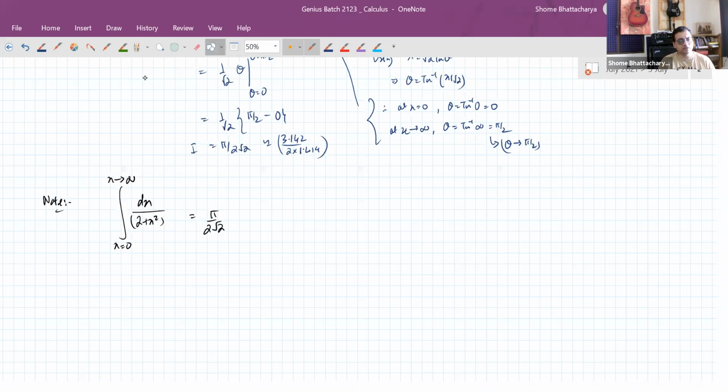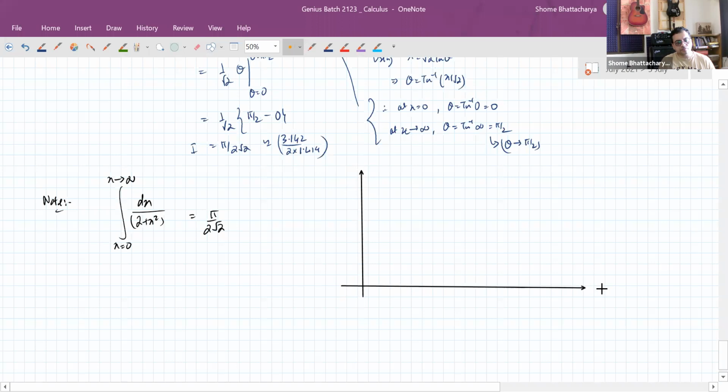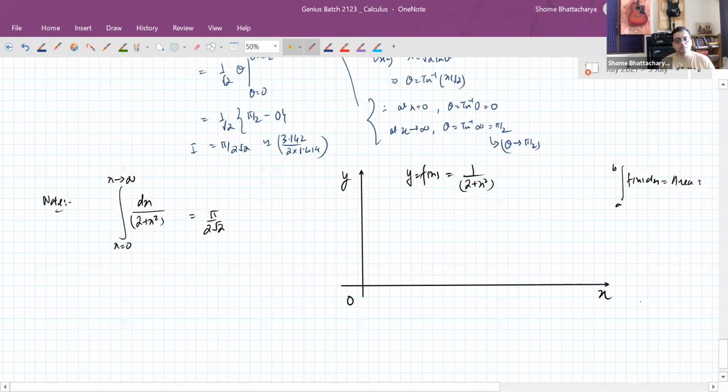Let's understand that geometrically. If you were to plot this function y is equal to fx, where that function fx is this function 1 upon 2 plus x square, then the area under the curve from a to b is nothing but the integration of that function from a to b. This is nothing but the area under fx from x equal to a to x equal to b. So let's check out what that is in this particular case.